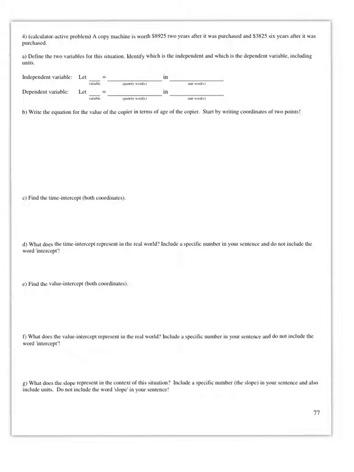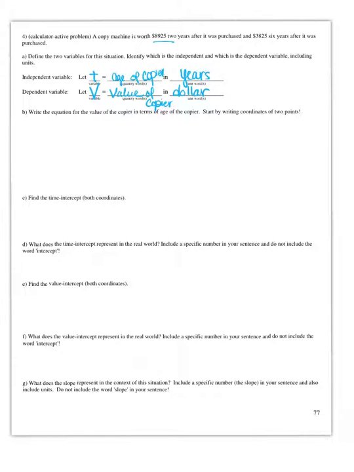A copy machine is worth $8,925 2 years after it's purchased and $3,825 6 years after it was purchased. Define two variables for the situation. So we're going to have our time be our independent variable. That's the age of the copier, and that's going to be in years. And we're going to have our value of the copier be our dependent variable, and the value is going to be in dollars. Again, we're going to go through the same process we've been doing. We're going to write an equation.